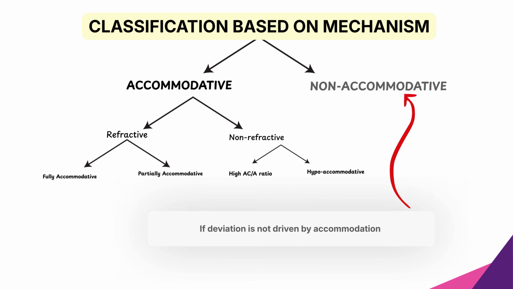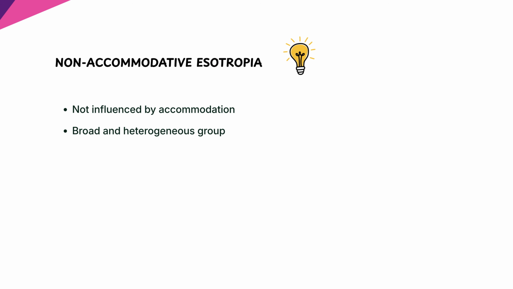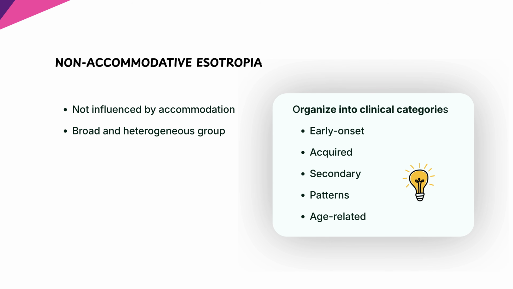If the deviation is not significantly influenced by accommodation, it is classified as the non-accommodative esotropia, which we will be discussing next. This is a broad and a heterogeneous group, and therefore, for clarity, it is helpful to organize these into clinical categories so that each presentation can be understood logically.